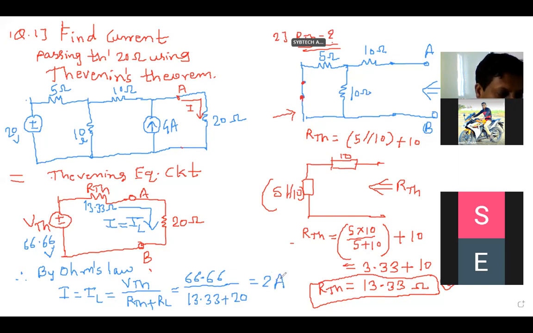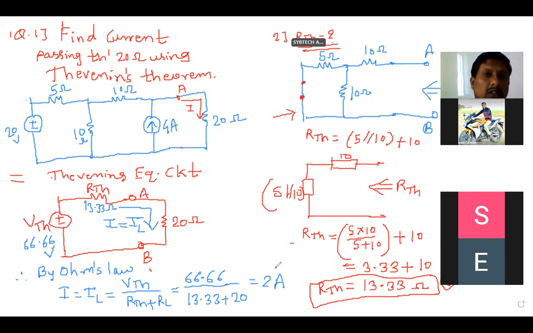The same problem we solved in the superposition theorem also. There also we got the same answer, 2 ampere. Here also we are getting 2 ampere. So any circuit you can solve by any theorem and get the same answer, whether it is superposition, Thevenin's, Norton, or maximum power. The same problem we can solve by Norton theorem also. When we discuss the Norton theorem, I will take the same problem and we will get the same answer, 2 ampere. Are you getting my point?